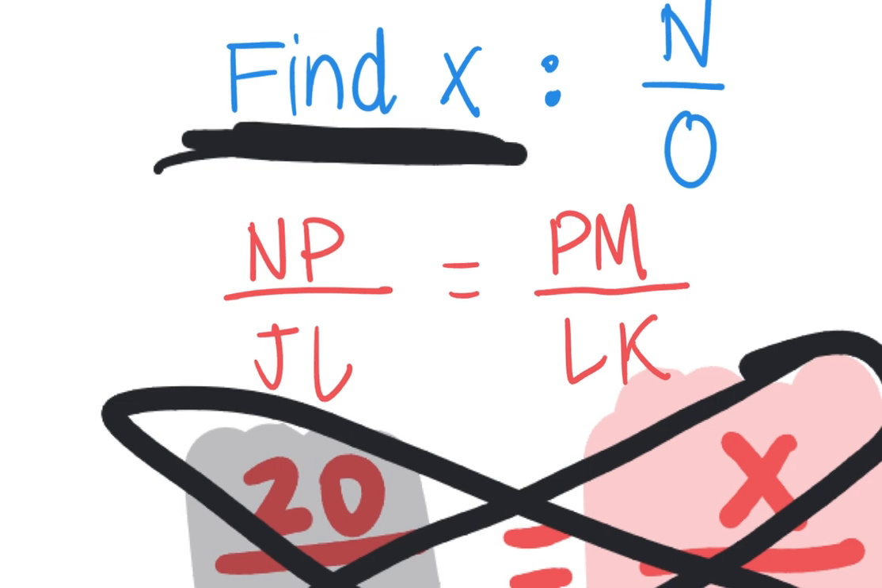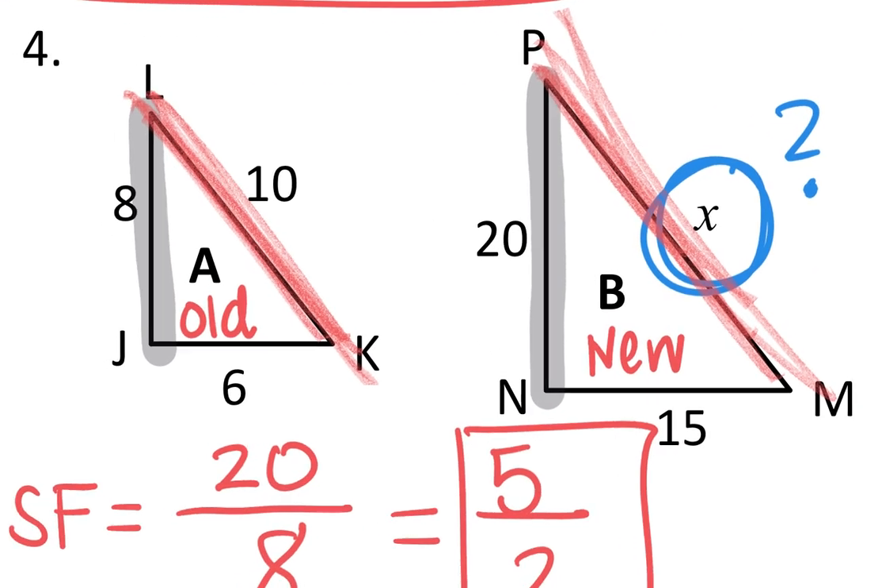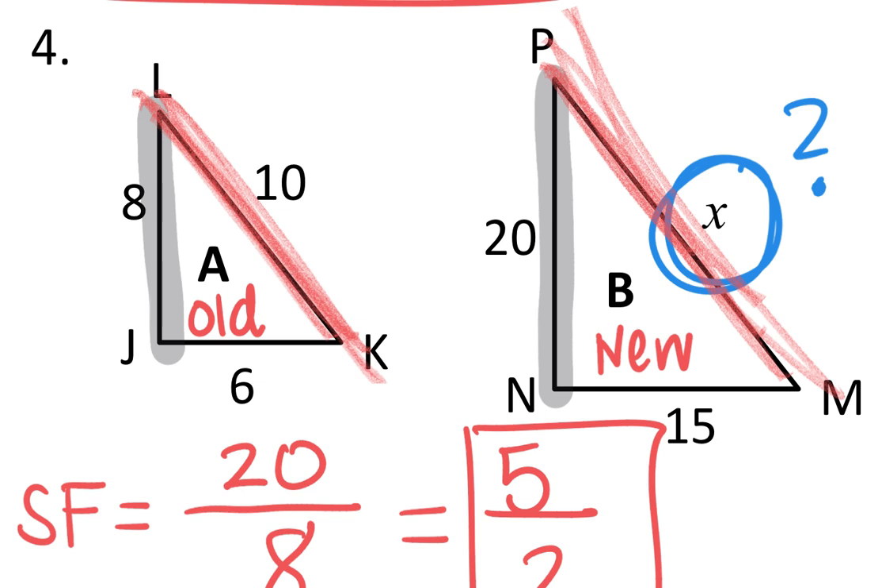Yo voy a escoger dos lados de mi triángulo que son correspondientes para hacer esto, ¿ok? Siempre acuérdense que es nuevo sobre viejo. So, nuevo sobre viejo. New over old. Ok, so, yo lo que hice es ver mi triángulo y buscar dos lados que van a ser correspondientes. Yo usé el que usé para mi scale factor, 8 y 20. Fue uno de los lados que quise escoger.